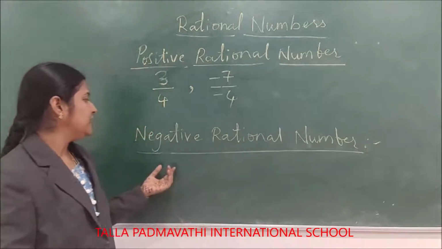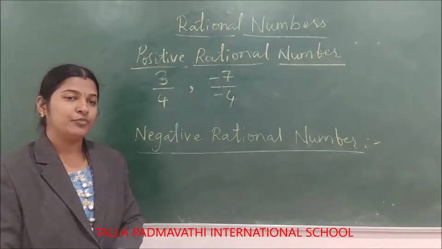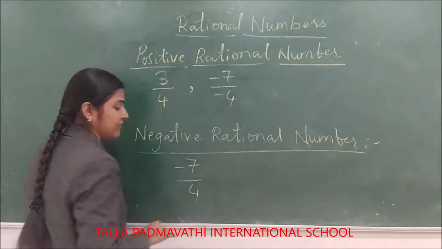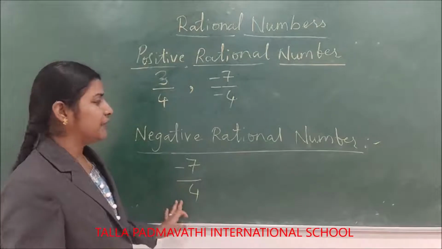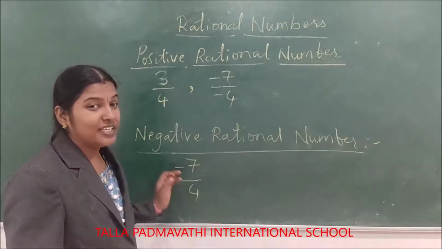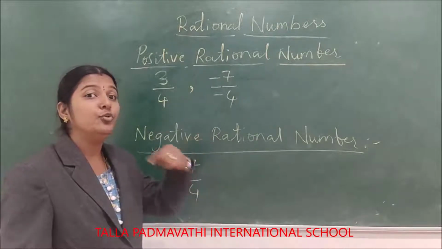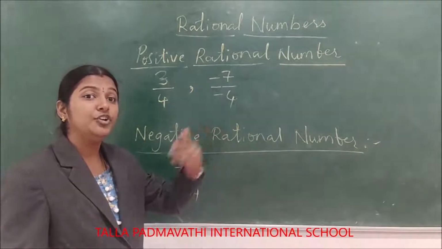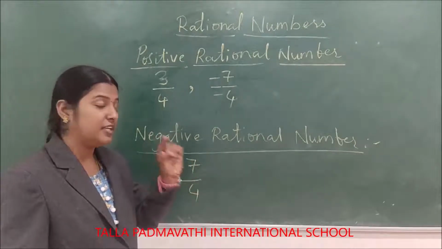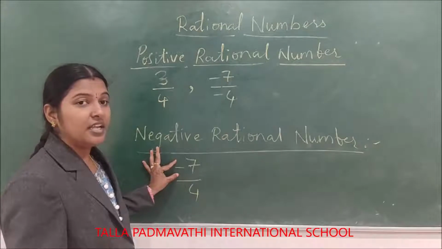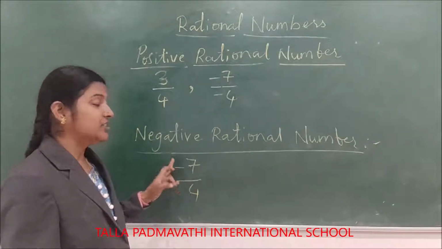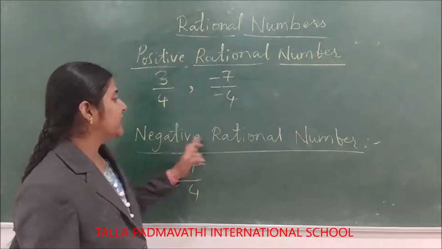Okay. Next, coming to the negative rational number. Take a rational number like -7 by 4. So -7 by 4 means you can say that this is a negative rational number. So here it's very clear. If any one of the numerator or denominator is a negative integer, then you can say that it is a negative rational number.